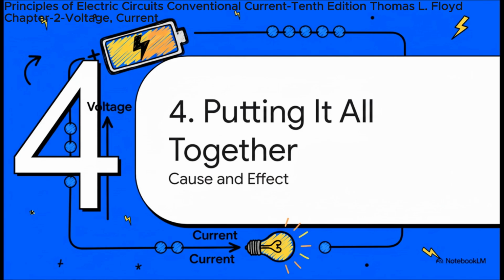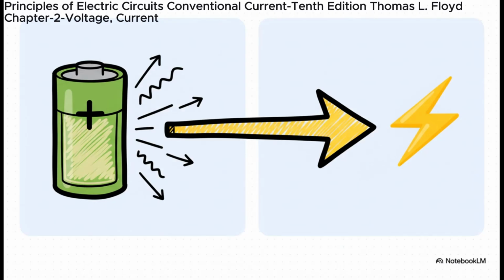All right, let's bring this all home and really nail down the distinct but totally inseparable relationship between these two fundamental quantities of electricity. This right here brings us to the most important takeaway of the day. Voltage is the cause. It's the electrical pressure. Current is the effect. It's the resulting flow of charge.